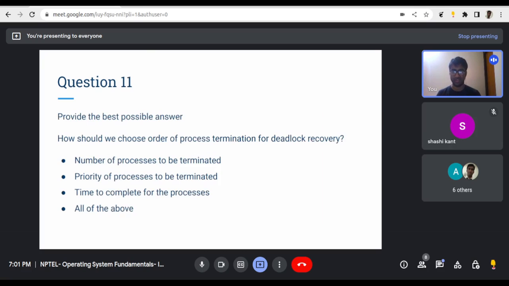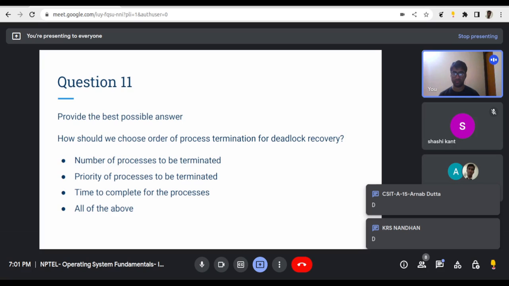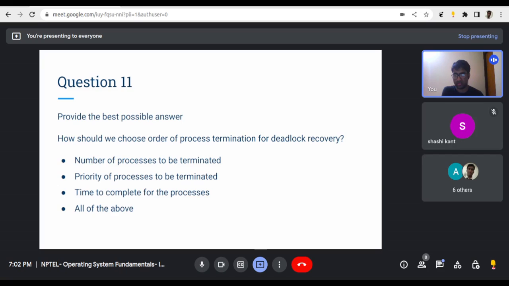Okay. So anyway, we have one last question that is related to deadlock recovery. How should we choose the order of process termination once we have faced a deadlock and are trying to recover from it? Is it based on the number of processes to be terminated, the priority of the processes to be terminated, the time required to complete the processes to be terminated, or all of the above? Okay, so very good. Last option is correct. All of these are correct.